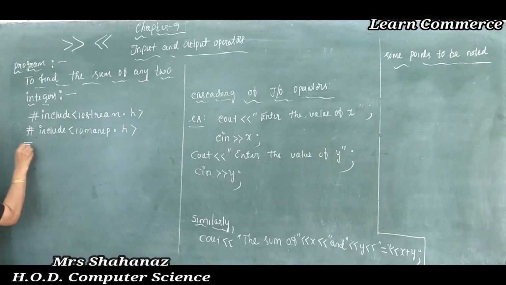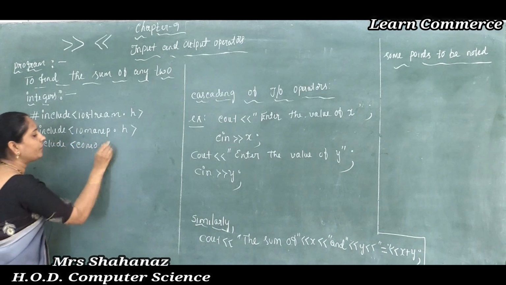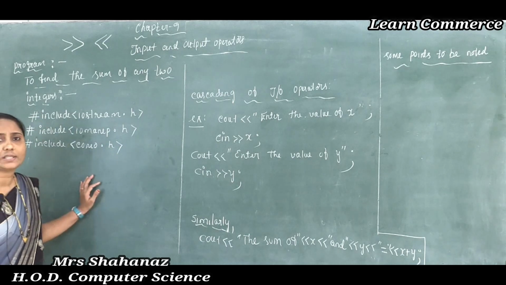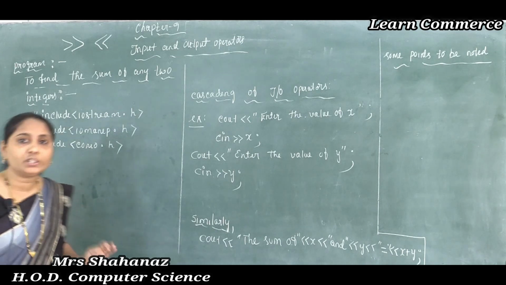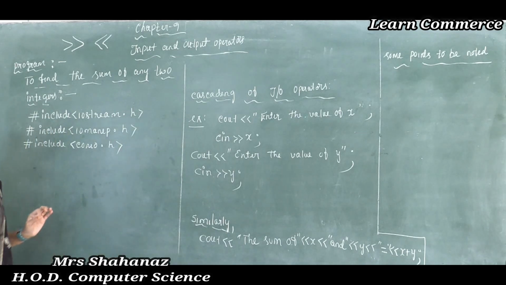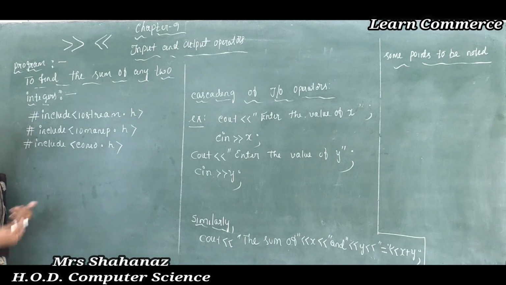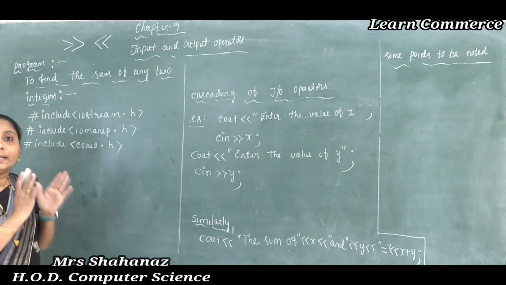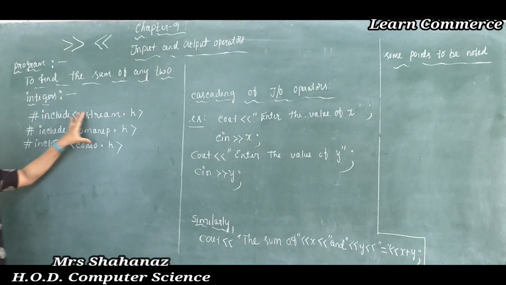We also need another header file, conio.h. Why do we use conio.h? Its spelling is conio.h, and this header file is used to hold the function clrscr, which we use to clear the screen. Depending on the functions and variables we use in the program, we need to include the corresponding header files. Otherwise, it may give errors while executing the program. So just three header files.